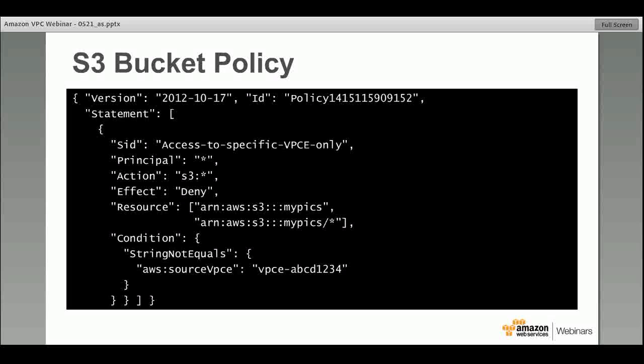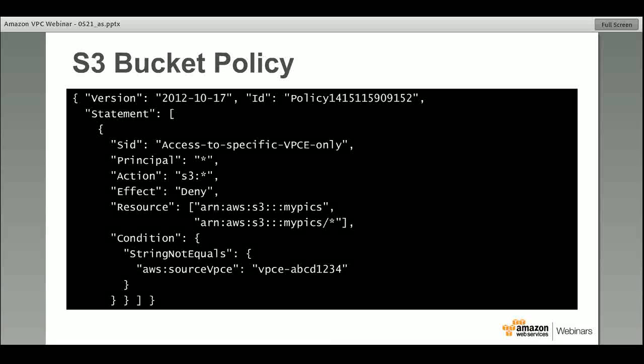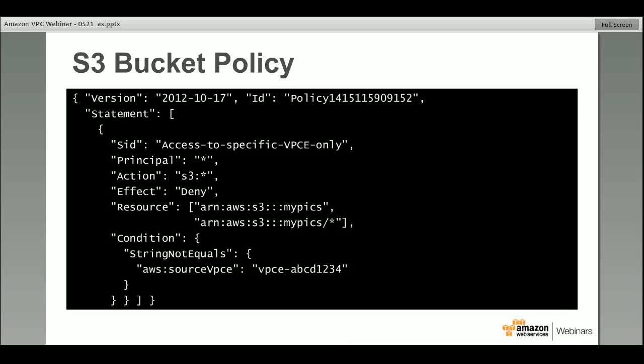And so again, here's an example where I am going to deny access to the MyPix bucket unless the source VPC endpoint is the specified endpoint ID. So I've configured this with the endpoint ID that I'm going to allow access, and everything else to this bucket would be denied.